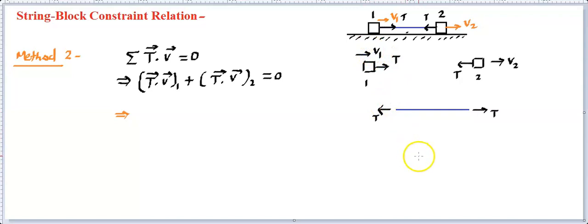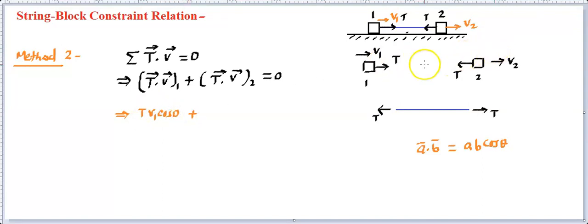Dot product, if you don't remember, let me quickly revise. A dot B is equal to magnitude of A, magnitude of B, cos theta. So theta has to be identified. So theta, they are parallel. So theta is 0. So you will be writing it's going to be T, tension is T, velocity is V1, cos, angle is 0. So that's what it is.